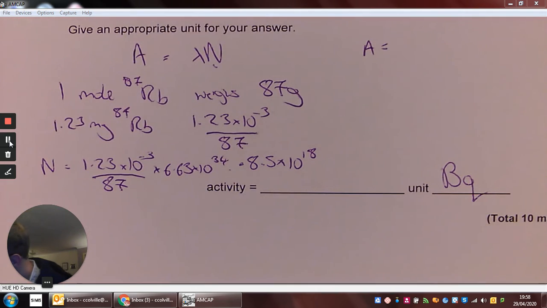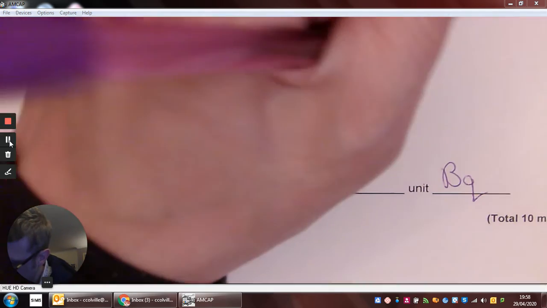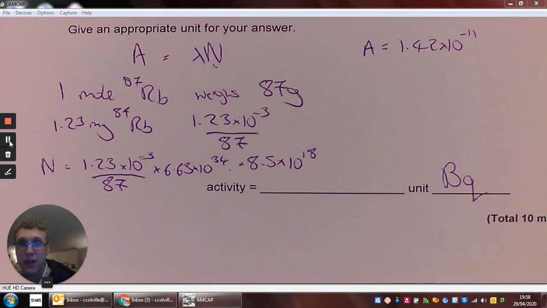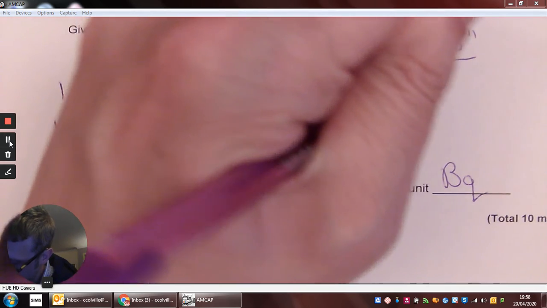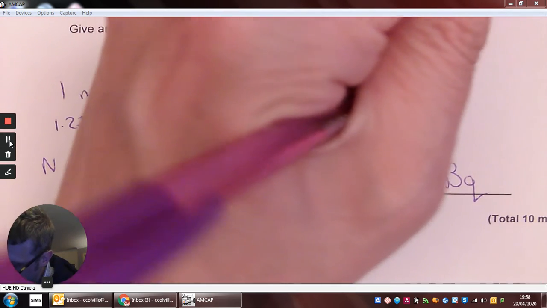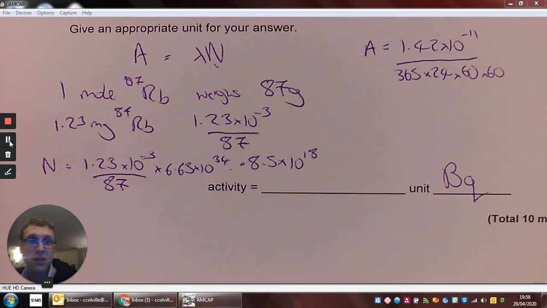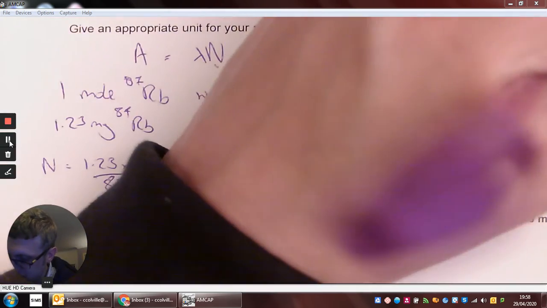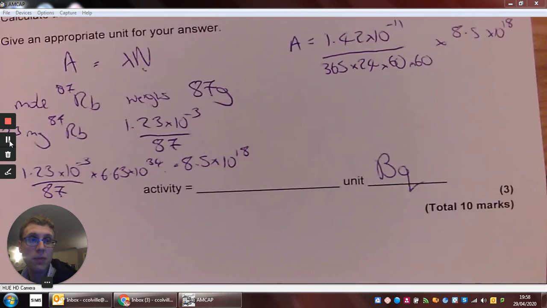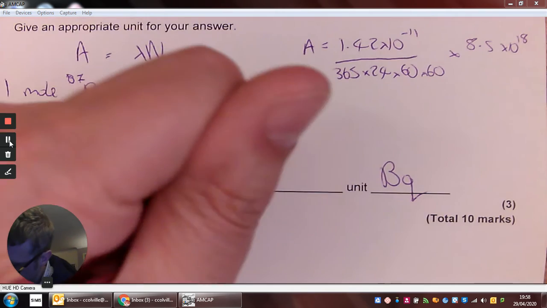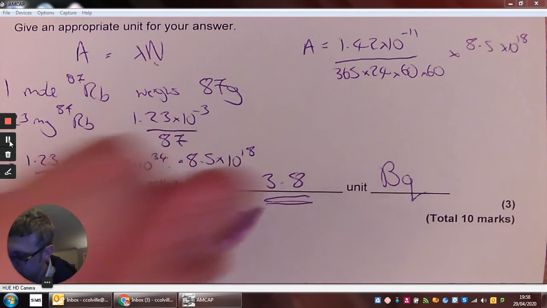So my decay constant, which they have given me earlier, was 1.42 times 10 to the minus 11. Well, that's in per year. So if I want to make it into per second, I divide by 365 days in a year, 24 hours in a day, 60 minutes in an hour, 60 seconds in a minute, times by my value of N, 8.5 times 10 to the 18. That's what we've worked out. And if we put all of those values in, we should come out with, he says, 3.8 becquerels.